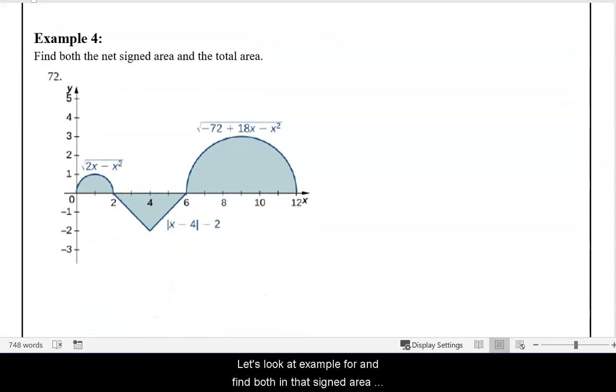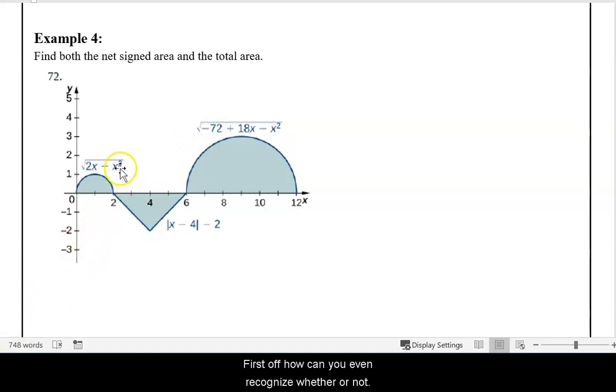Let's look at example 4 and find both the net signed area and the total area. In these equations, we're going to have to use our knowledge about the area of triangles and semicircles in order to compute it. How are we going to proceed?